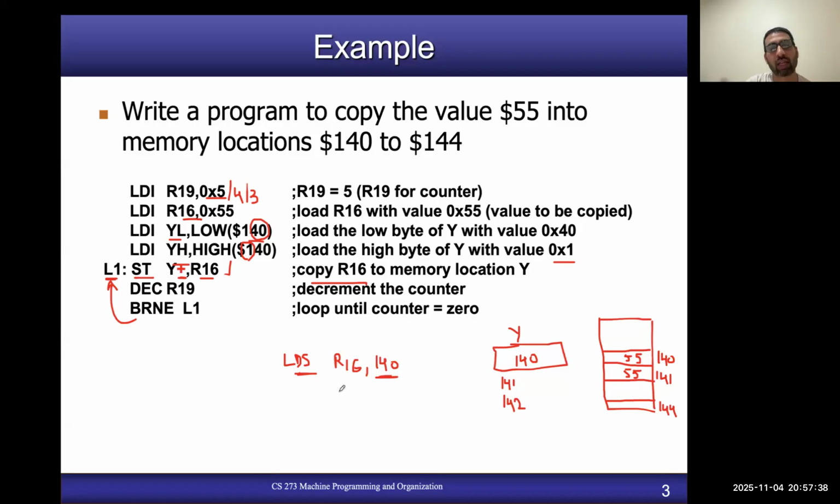So this is just like how you write arrays in C, Python, or Java. What you need to know is only the address of the first byte, and then in every iteration you just keep incrementing the address in the pointer register, which can be the X, Y, or Z register.